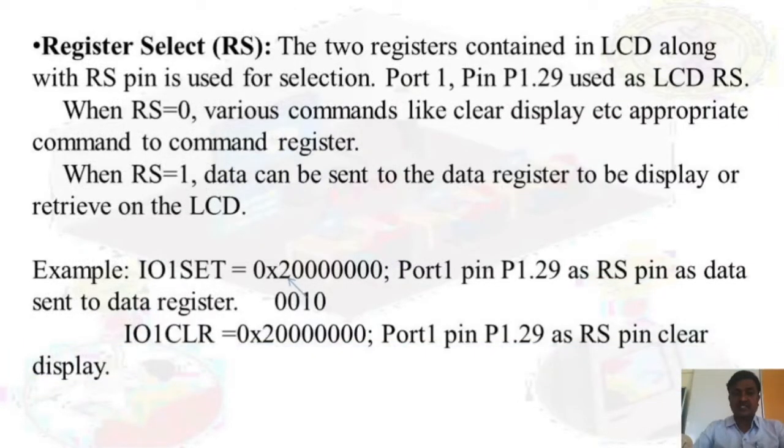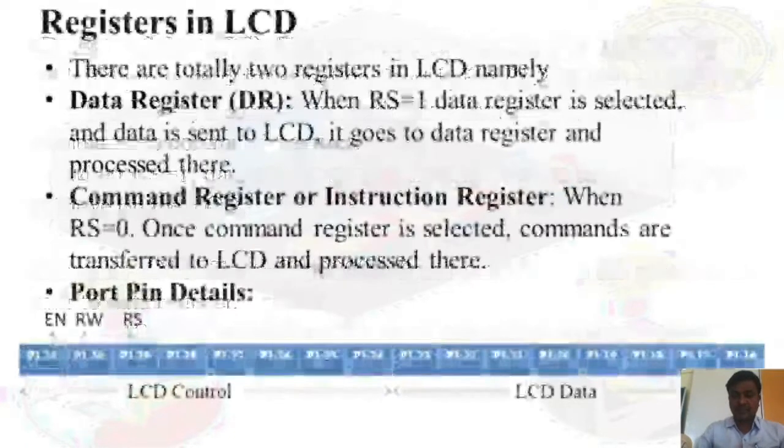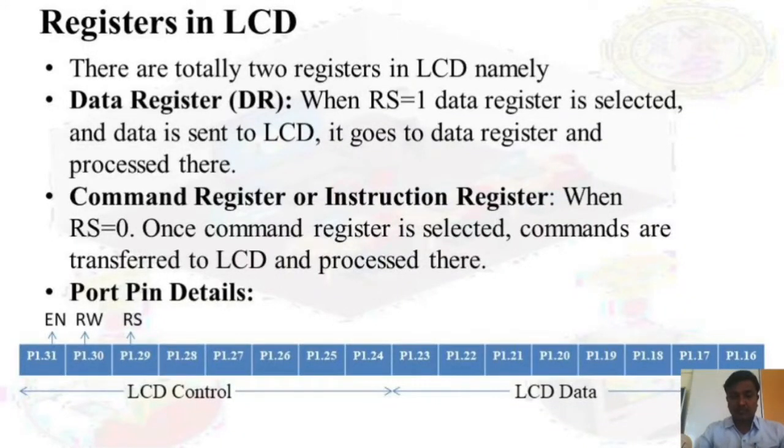The next pin is register select, RS. The two registers contained in the LCD are selected using the RS pin. Port 1 pin P1.29 is used as the LCD RS pin. In the previous diagram, as I showed, P1.29 is used as RS, P1.30 is used as RW, that is read/write, and P1.31 is used as the EN enable pin.